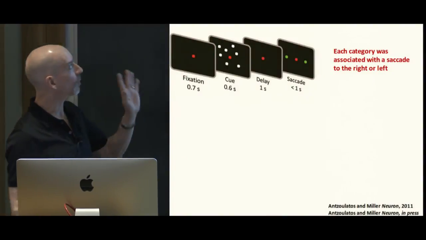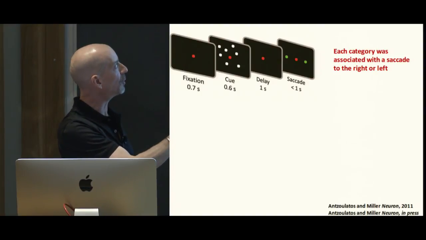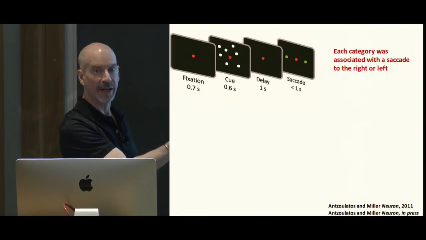And here's the way the task worked: the monkey began by fixating a spot of light. We showed it one of the exemplars as a cue. There was a memory delay, then the monkey had to make a saccade in one direction for one category, the other direction for the other category.